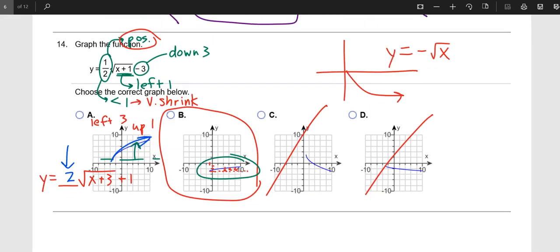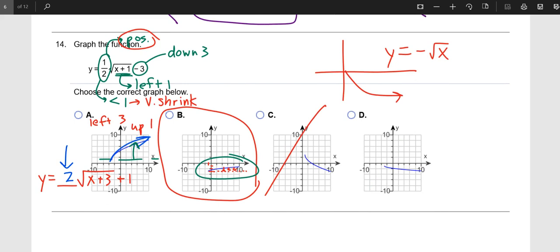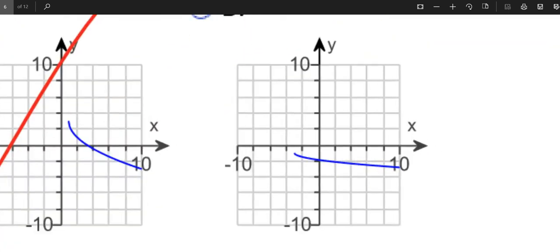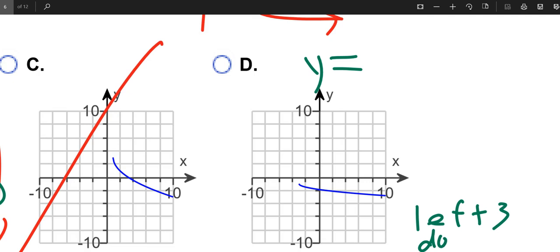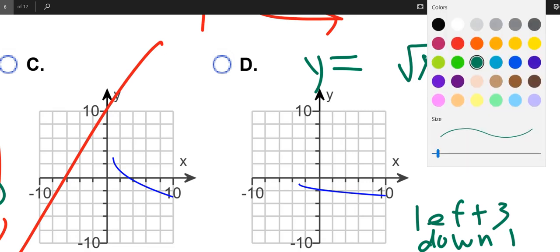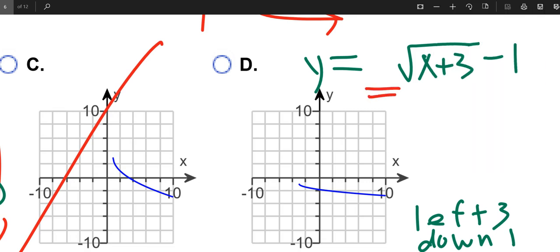Give me a second. I'm going to zoom in here on letter choice D. Y equals, okay, it looks like we went left 3 and down 1. So how do I say left 3? What do I put under the radical for left 3? X plus 3. What do I put on the outside of the radical for down 1? Minus 1.